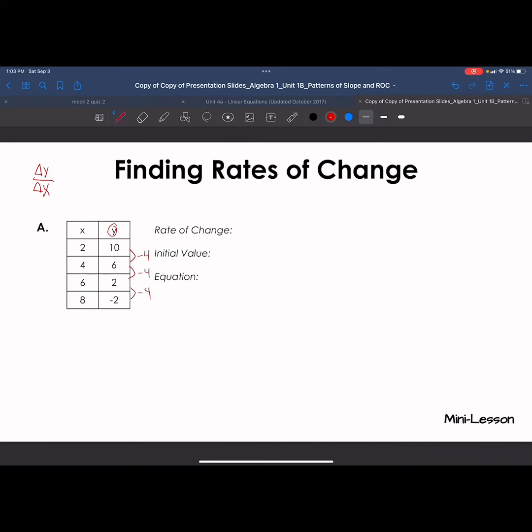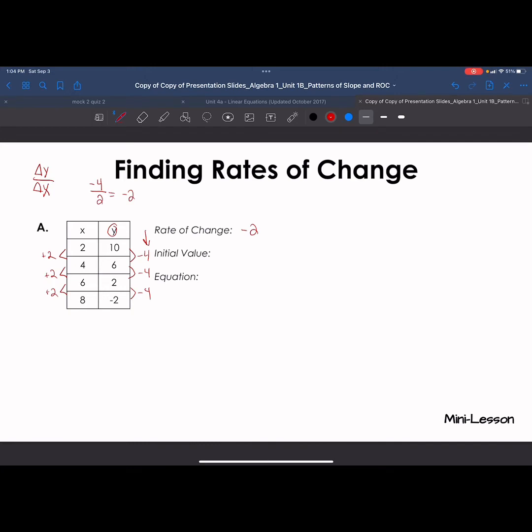So what I notice is it's a constant rate of change, which means that it's linear, which is negative 4. Now we got to find the change in what? X. Let's see if this is constant. So we go from 2 to 4, which is plus 2. We go from 4 to 6, which is plus 2. And we go from 6 to 8, which is plus 2. So my x rate of change is 2. So negative 4 divided by 2 is simply negative 2. So my rate of change is negative 2, or my slope is negative 2.